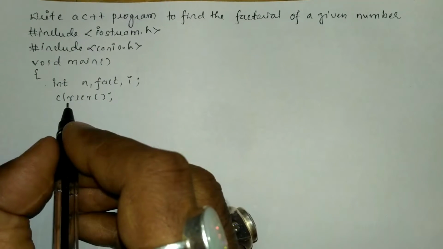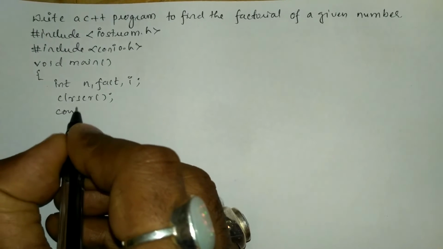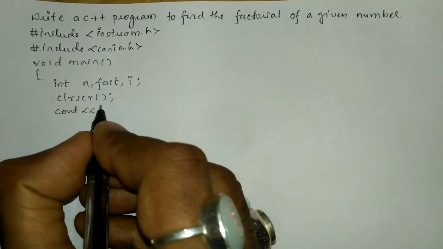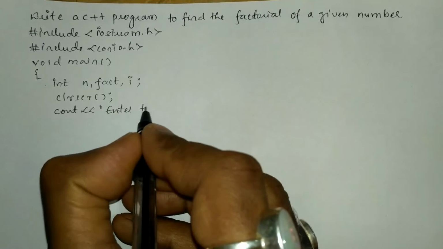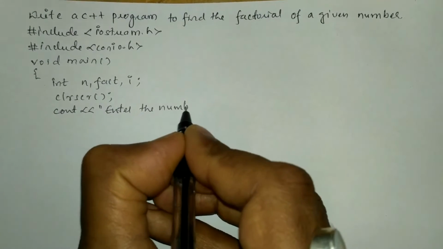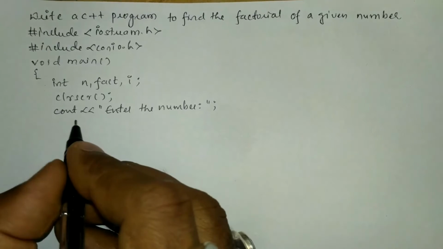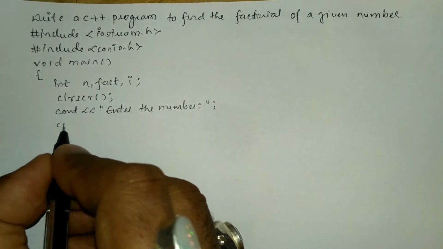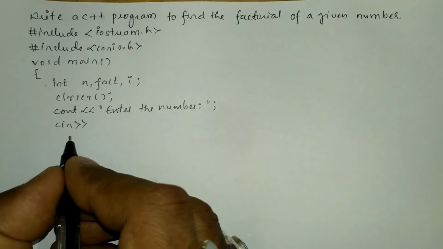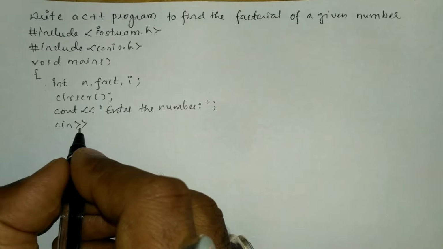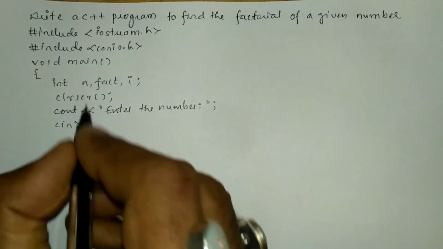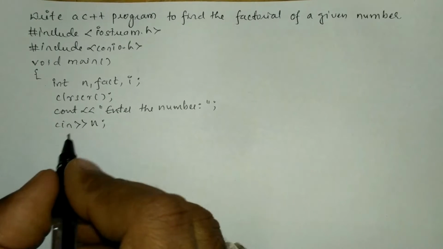Now we are going to ask the user to enter the number using a cout statement. Cout, stream insertion operator, in double quotation marks I am going to write enter the number, end the double quotation mark and put a semicolon. Now I am going to write cin to receive the input from the user through the keyboard, stream extraction operator, and then I'm going to use this variable called n and put a semicolon.